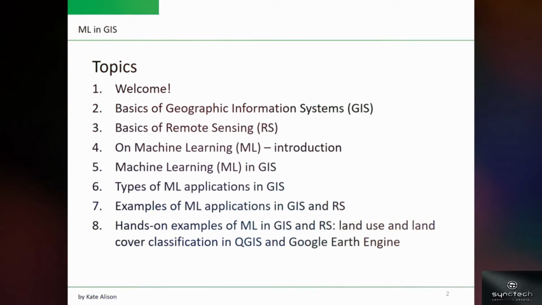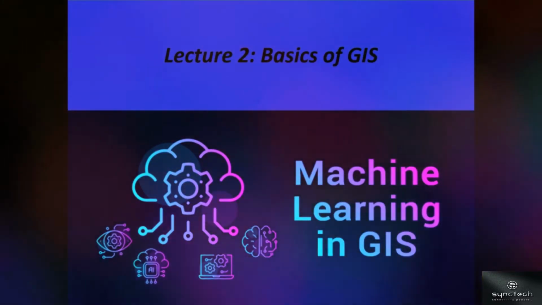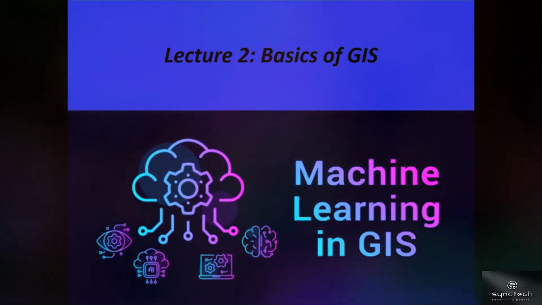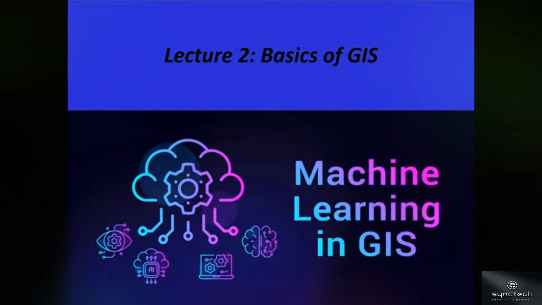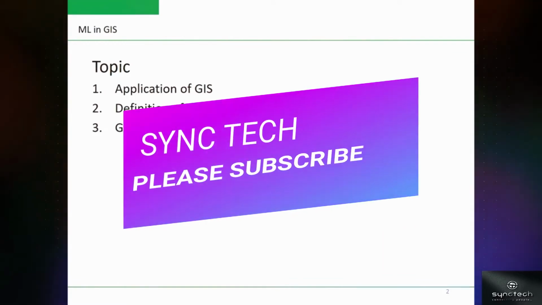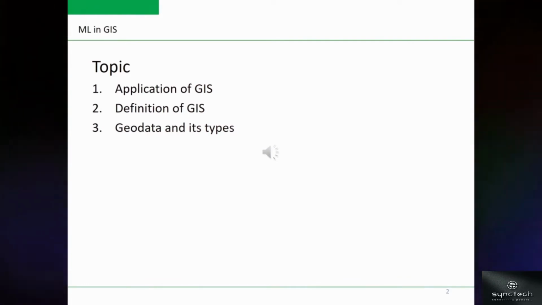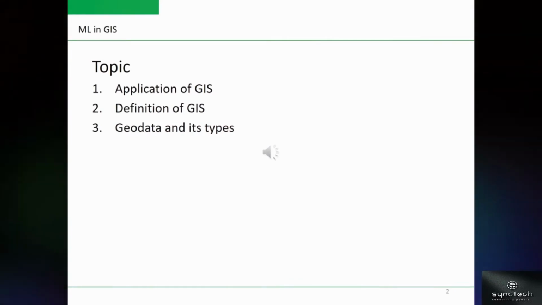So, let's get started. Hi there, and welcome back to this course on Machine Learning in Geographic Information Systems, or GIS. The topic of today's lecture is on basics of GIS. Today we are going to talk about applications of GIS. We will learn what is GIS and how to define it. Finally, I will tell you about geodata and its two main data types, raster and vector data. This is important for you to understand when we are going to talk about machine learning algorithms later in this course. This is because data is very important for such algorithms and serves as a main input for them.